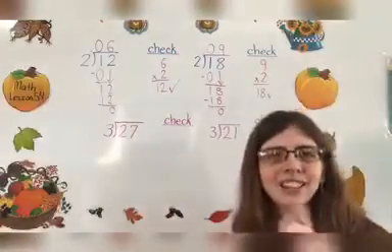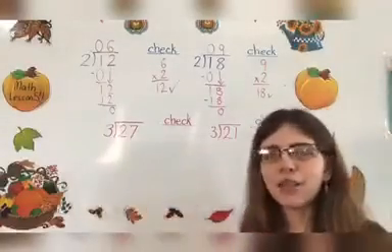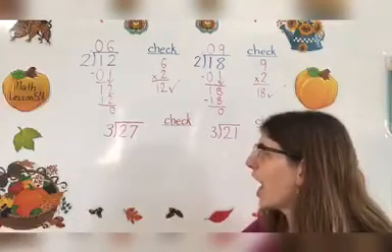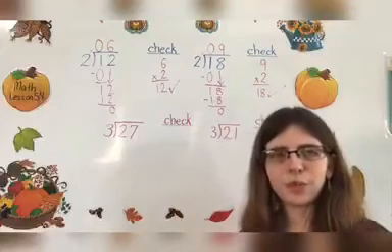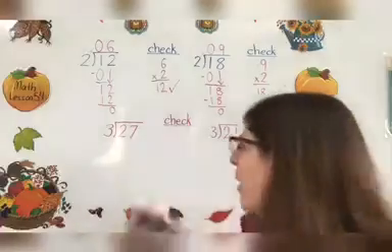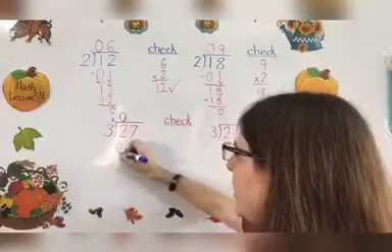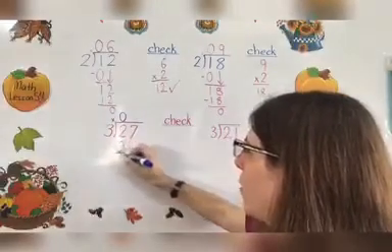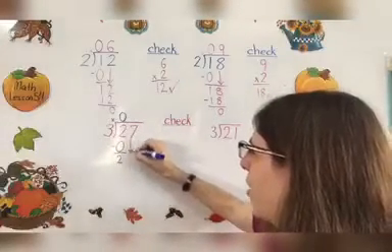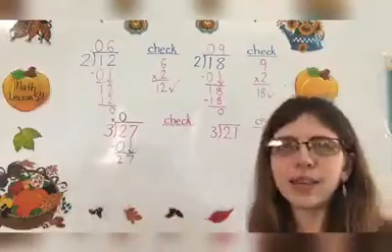Okay, let's go to letter B. 27 divided by 3. How many groups of 3 are in 2? None. 2 is smaller than 3, so I have to put a 0. 0 times 3 is 0. 2 minus 0 is 2. 2 is less than 3, so I can bring down my 7. 27 divided by 3 is what?